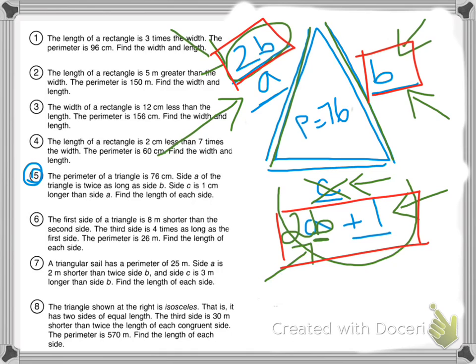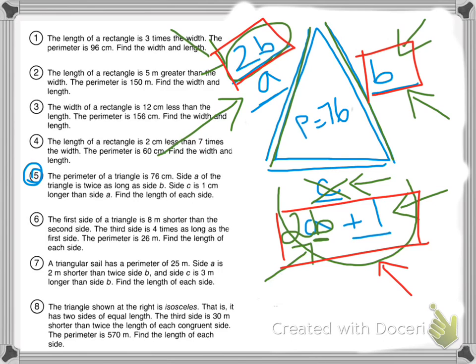Now, I know you may be asking, why is there still the +1 there, Mrs. C? Well, because the side C was referred to as 1 more than A. So if A is 2B, I still have to add 1 more to it. Otherwise, I'd have the same side as the other one. And there's a difference. At least that's what it told me.